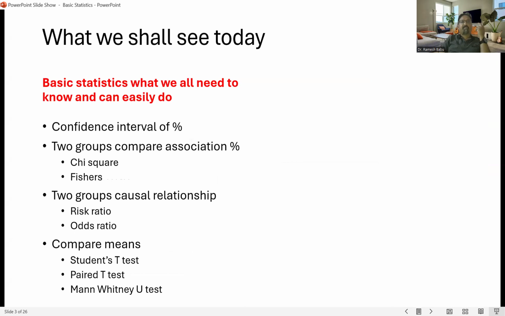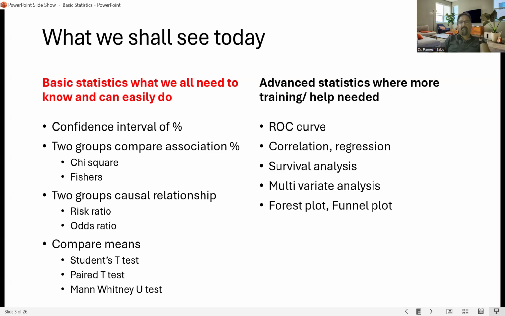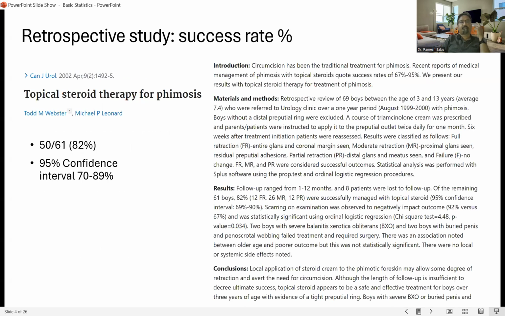What all statistics can we do ourselves? So the confidence interval, two-group comparison like chi-square and Fisher's. These are the things we are going to see today: risk ratio, odds ratio, Student's t-test, paired t-test, Mann-Whitney test. All these things we will see today in this lecture. What we won't see is ROC curve, correlation, regression, survival analysis, multivariate analysis, forest plots, and funnel plots. We won't go into the details of all that because we do not have time for that.